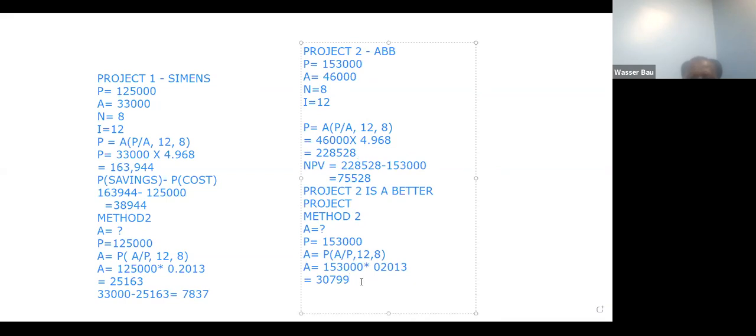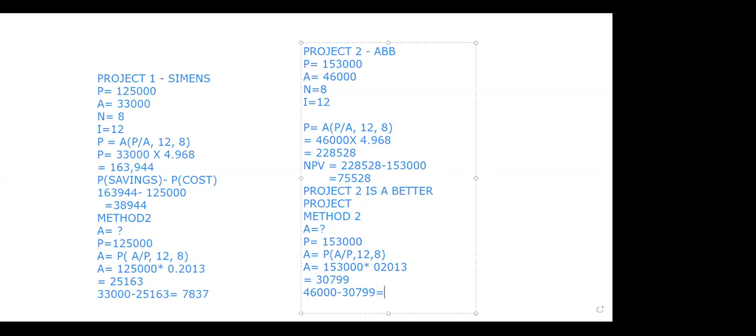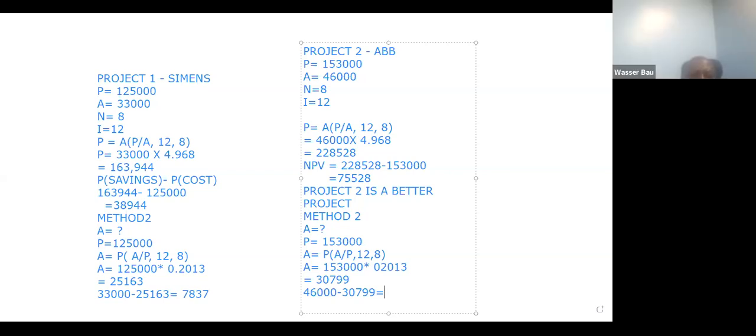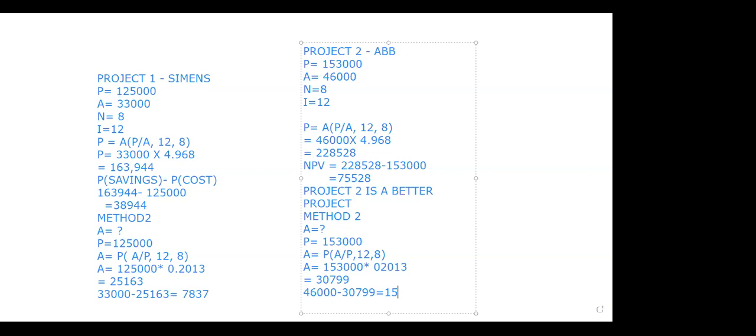The savings is what? $46,000 per annum minus 30,799. That will give me 15,201. A project that will give you a net savings of 15,000 and a project that will give you a net savings of 8,000. Which one will you choose? The second one, of course.